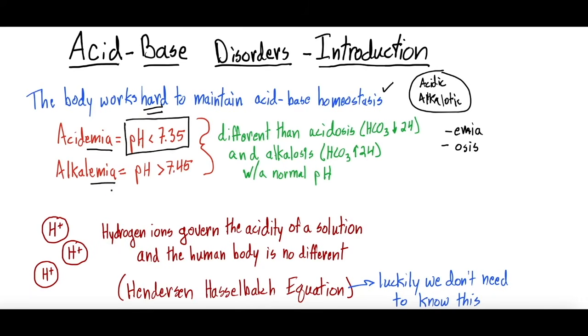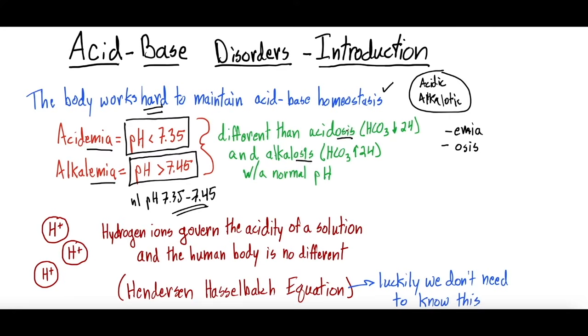Whereas alkalemia, where it's too basic, the pH is greater than 7.45, which shows you that the normal pH of the body is 7.35 to 7.45. That's the normal. All right. So acidemia, pH of less than 7.35, alkalemia, pH of greater than 7.45. This is slightly different than acidosis or alkalosis, right?